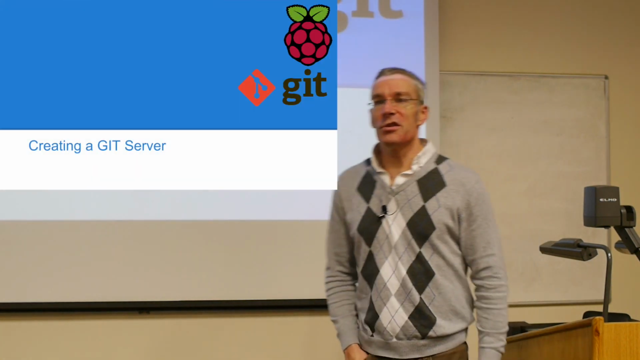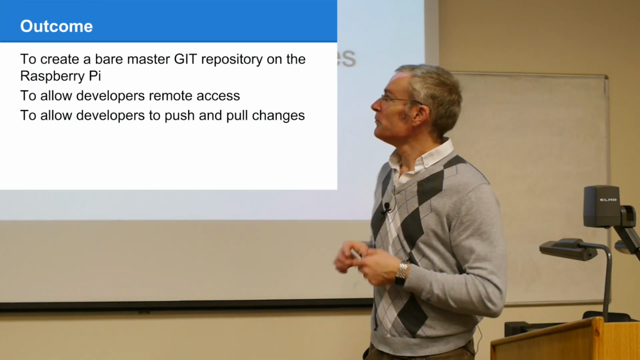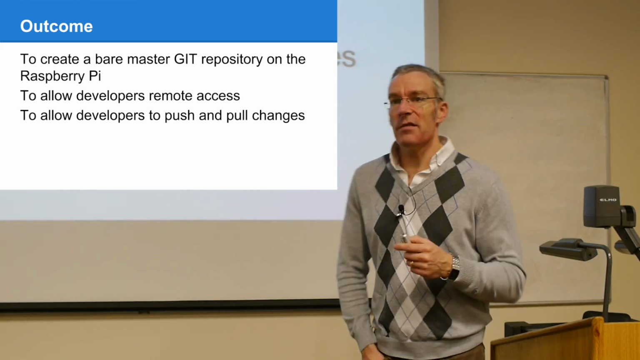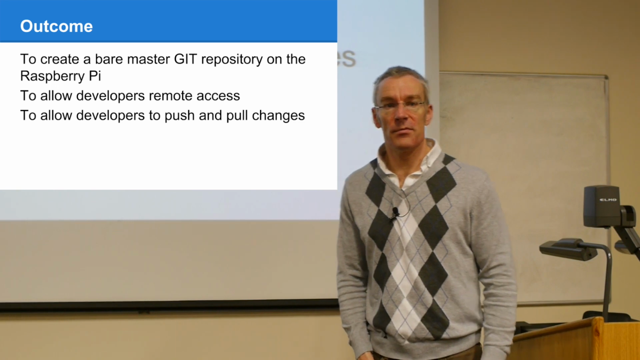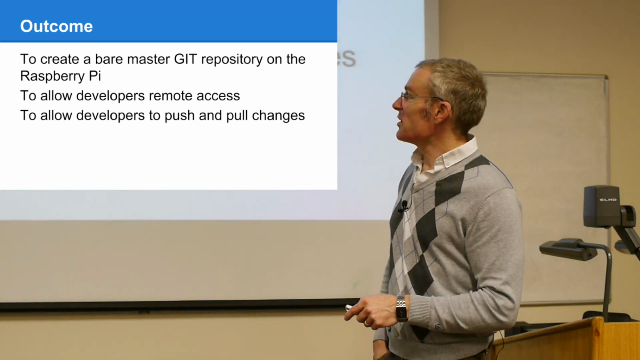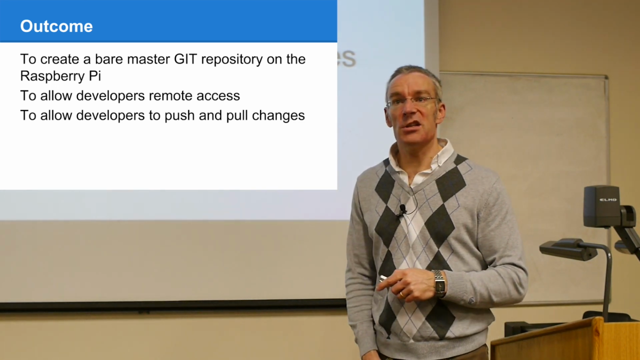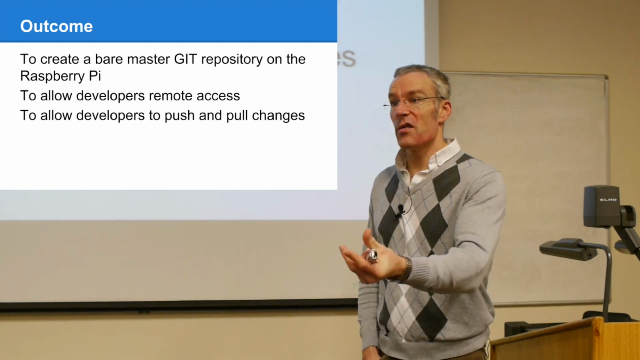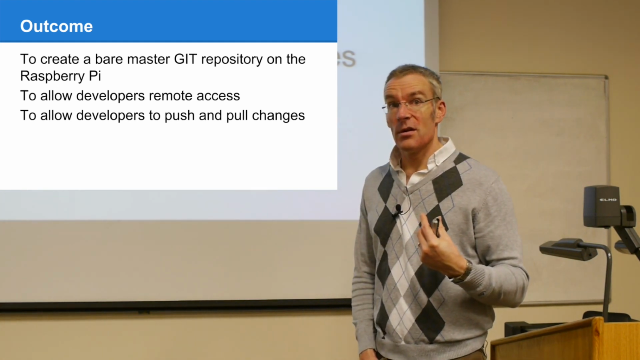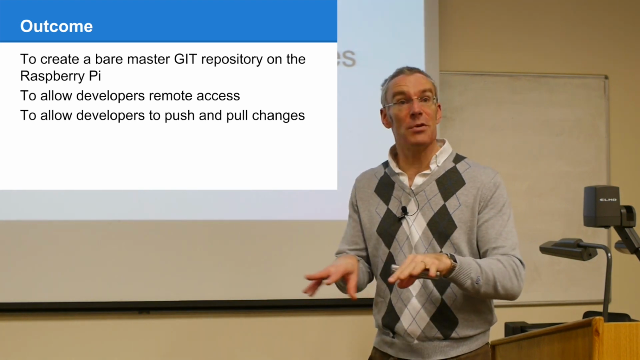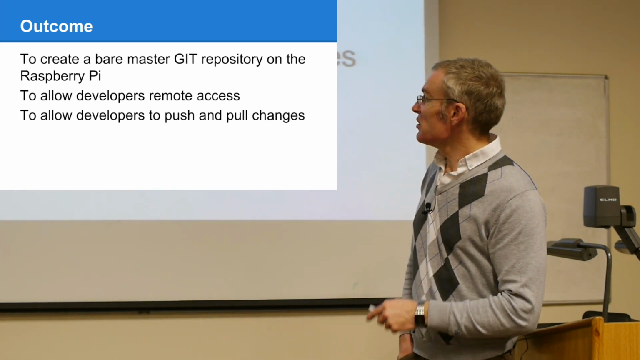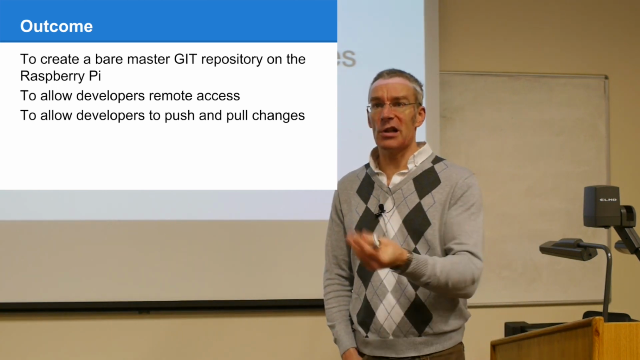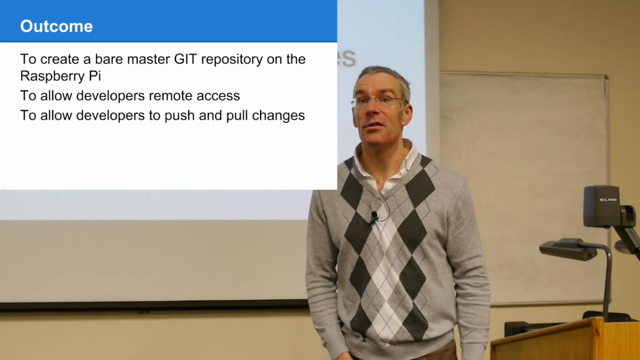Right, now we get onto the nuts and bolts. What you're going to be doing is you're going to be creating the bare master Git repository on your Raspberry Pi. You're going to give developers remote access. You're going to set up your users to allow them to push and pull and clone from your repository. Okay, so you've got the usual passwords. And we're going to allow push and pull, so everyone who's a developer can clone, push, pull, commit, and so on.